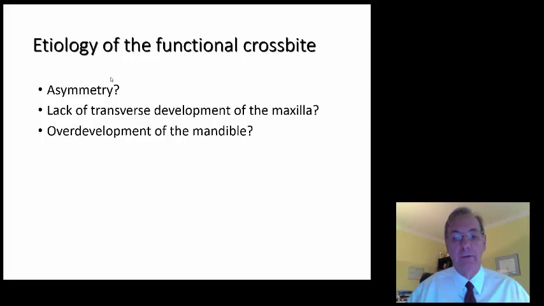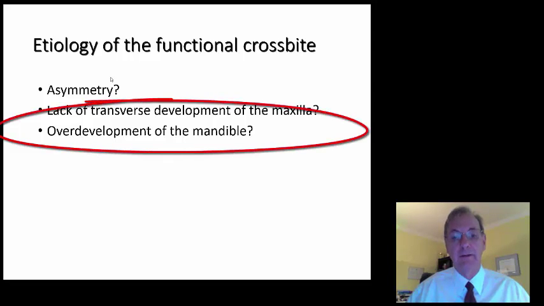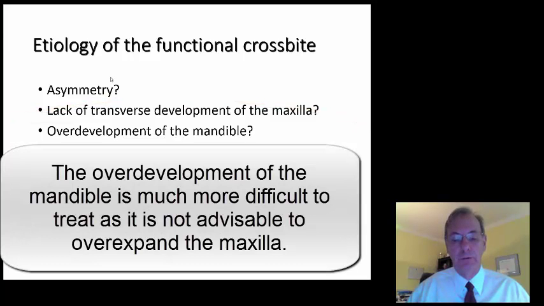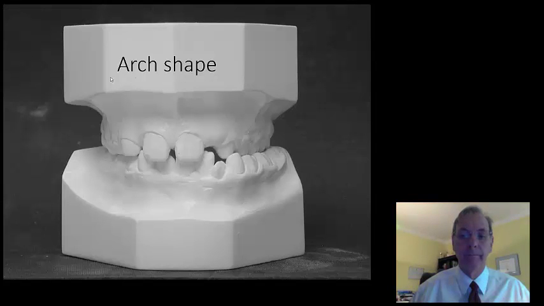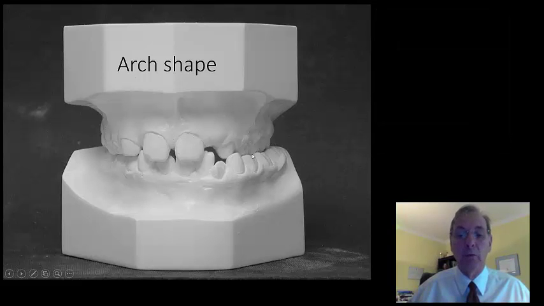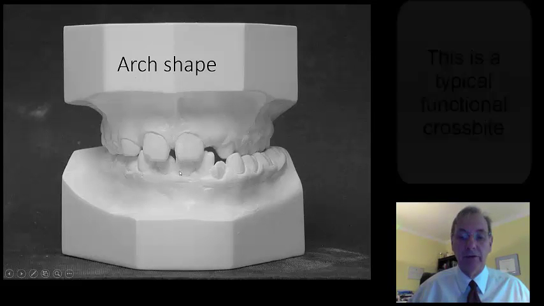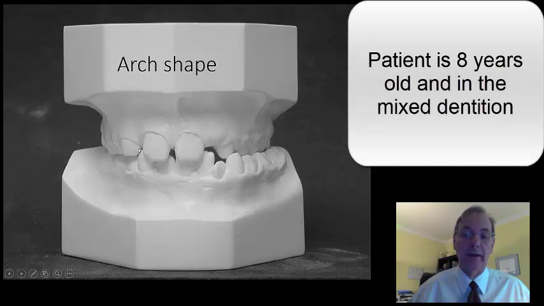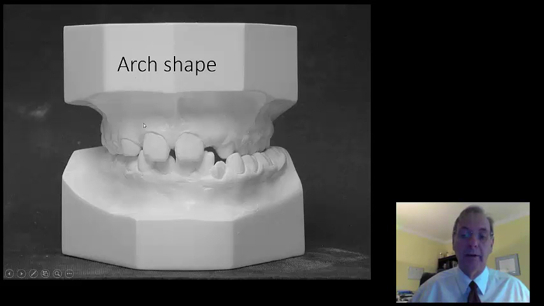Sometimes you will also have an overdevelopment of the mandible, especially in class 3 cases, which become a whole lot more difficult to treat because it's difficult to reduce the size of the dental arch in the mandible if it's overdeveloped. So the arch shape, let's have a look at arch shape now. You can see that this patient presents a posterior crossbite. Right now we don't know if it's functional or not, but take my word for it, it is. There is a midline deviation. The crossbite starts at the canine all the way to the first molar. Patient is in mixed dentition, as you can see, so she's about 8 years old. There is also a problem with a missing upper right lateral incisor.